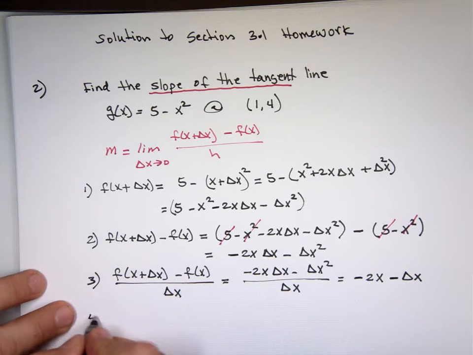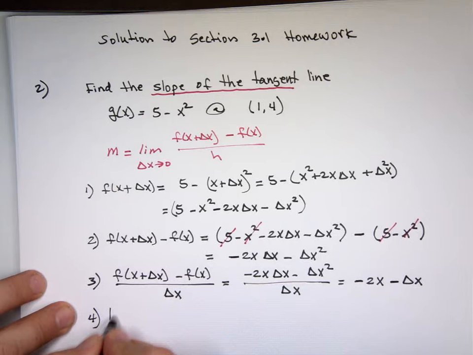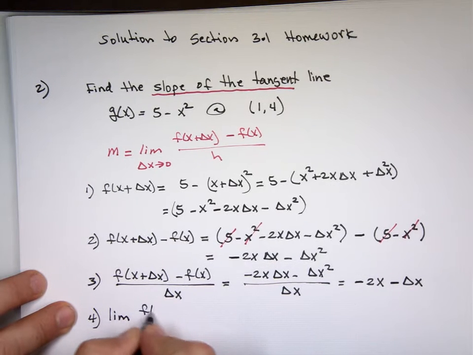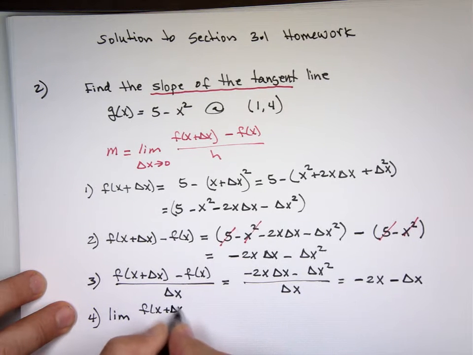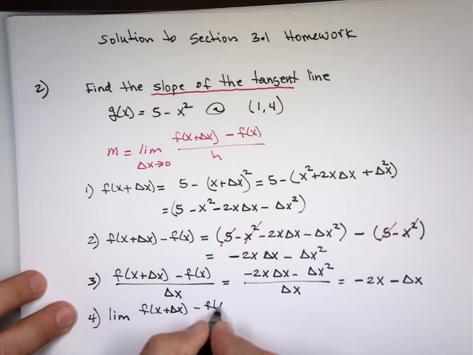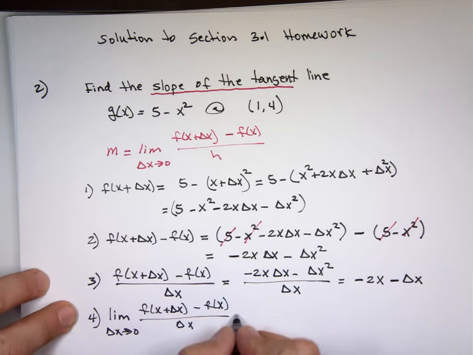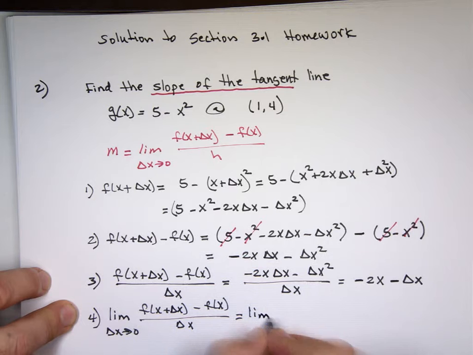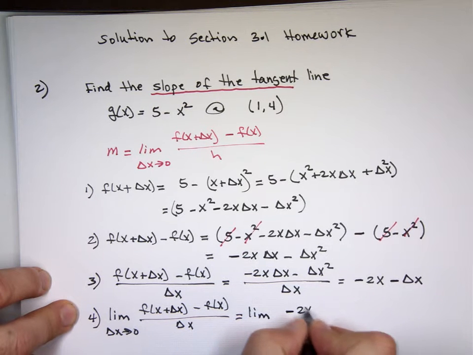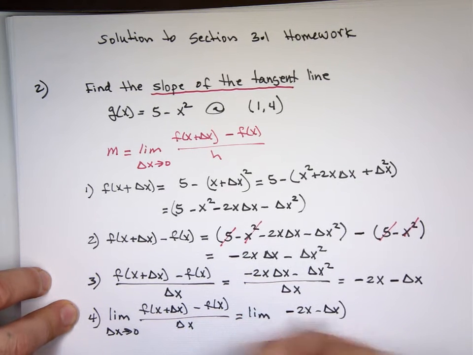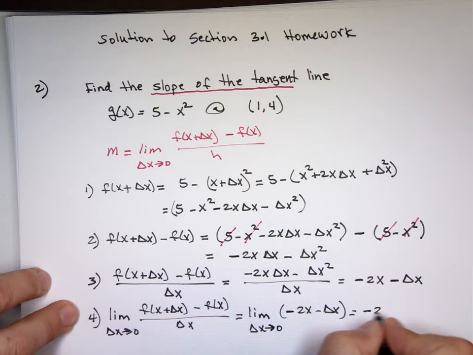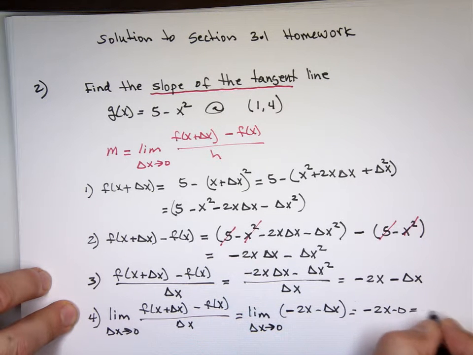And what's step number 4? Take the limit of f of x plus delta x minus f of x divided by delta x as delta x approaches 0. That's the limit of this one. Now let delta x be 0. What do you have? Negative 2x minus 0, which is negative 2x.